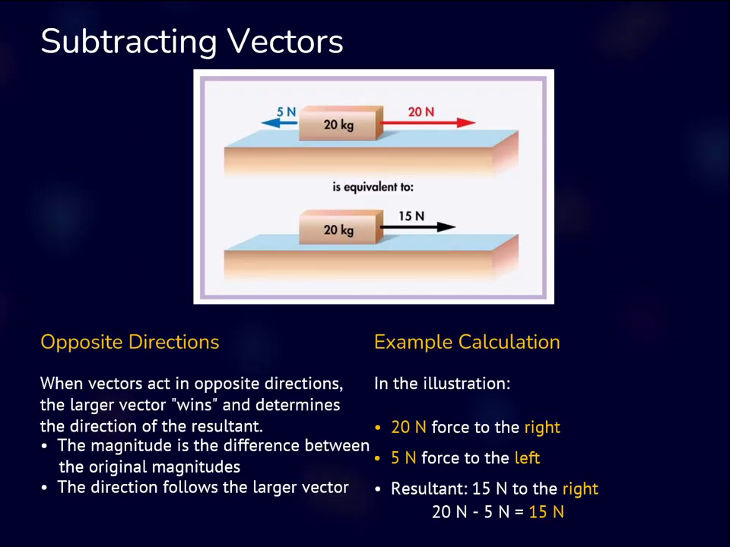But what if the vectors are in the opposite direction? We still use the same idea, head to tail. But now, in this case, we subtract the magnitudes. So suppose a runner pulls a rope with 20 newtons to the right, and another pulls 5 newtons to the left. The forces oppose each other. So, in this case, we subtract 20 newtons minus 5 newtons, which is equal to 15 newtons. The direction of the resultant vector is toward the stronger force, in this case, to the right. So the final force is 15 newtons to the right.